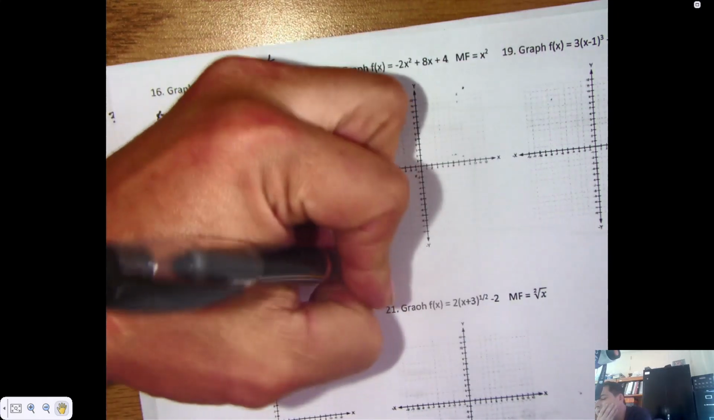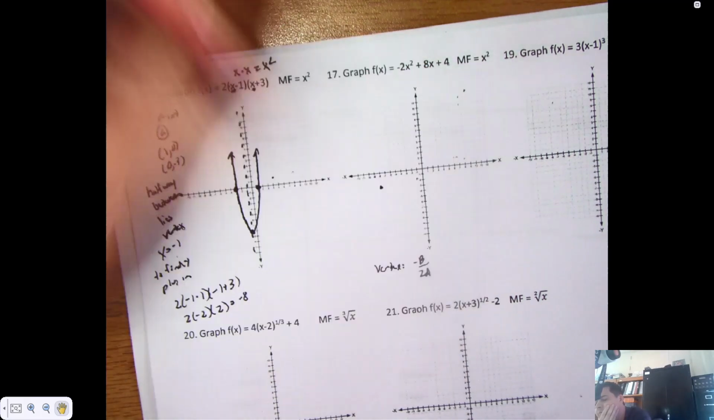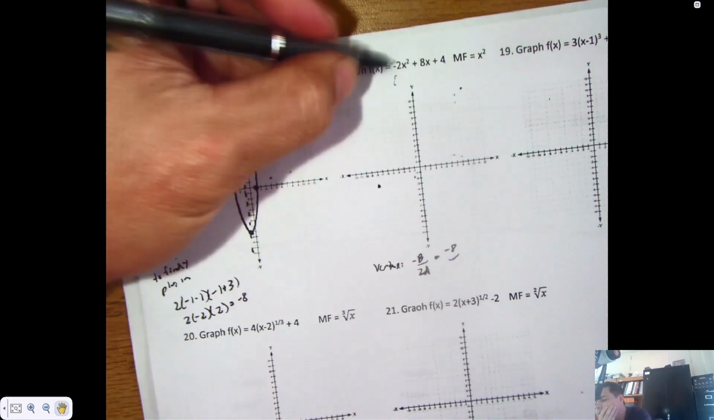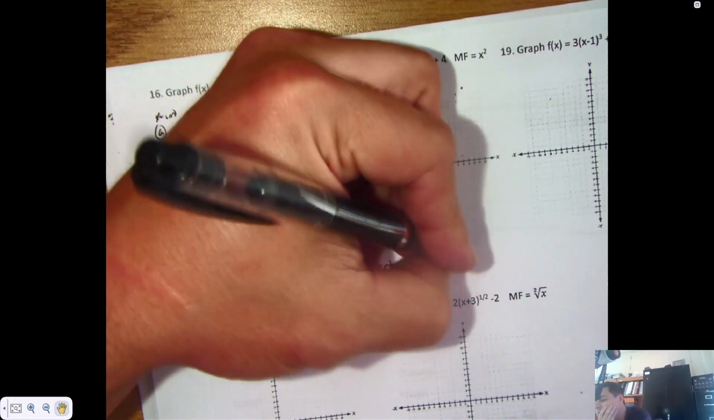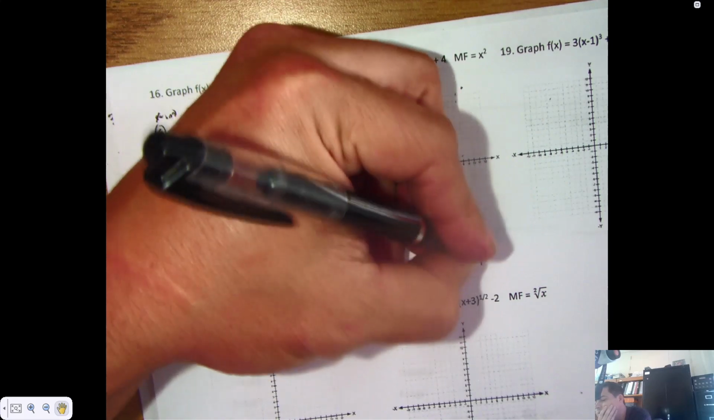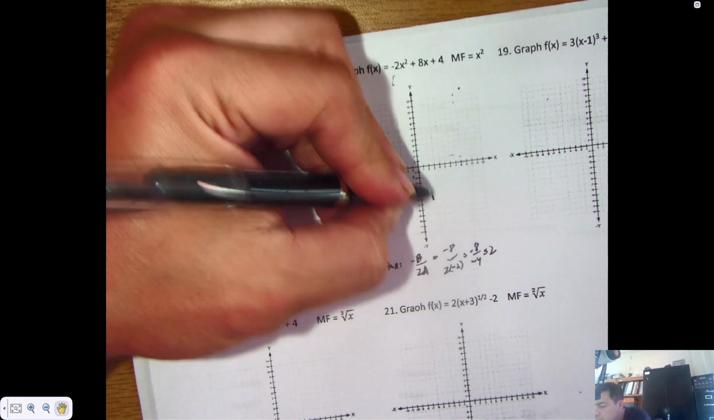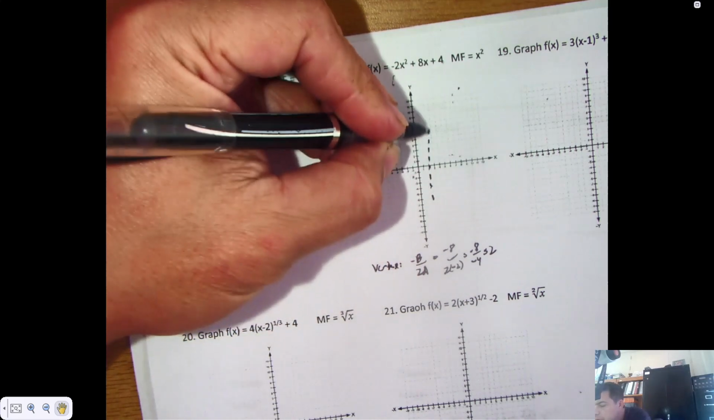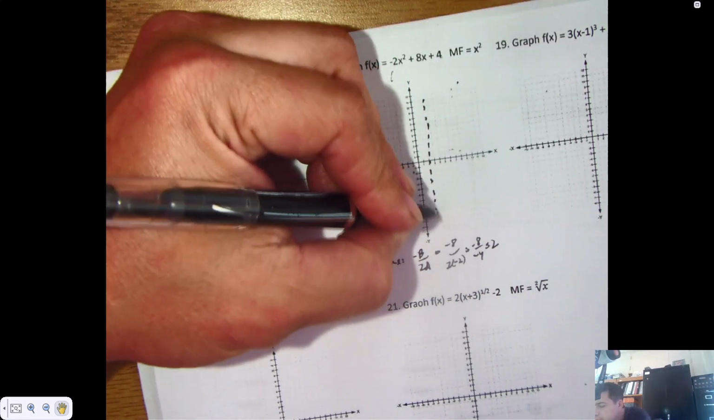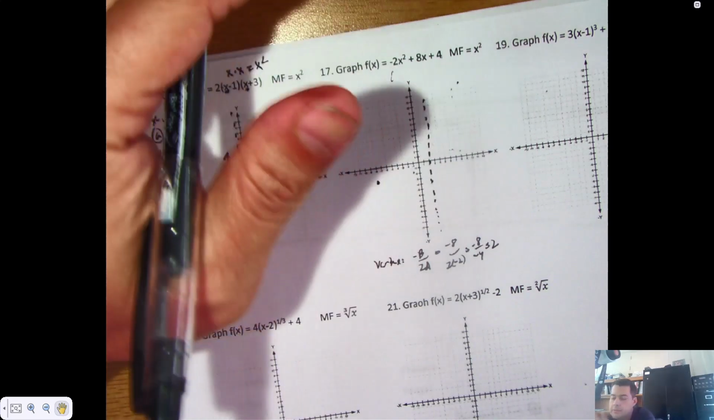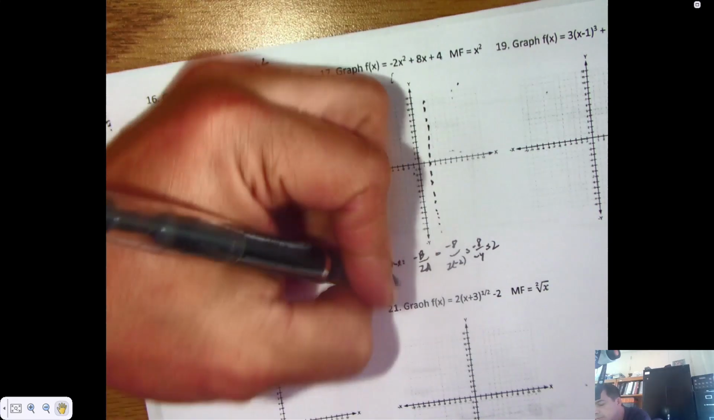You're going to find your vertex. Vertex is at opposite b over twice a. So opposite of a positive 8 is a negative 8. A is a negative 2, twice a negative 2. This is negative 8 over negative 4, which is 2. I know I have a vertex at 2. I'm going to go ahead and draw in my line of symmetry. What I'm doing is I'm drawing in a line of symmetry. That was the letter H.